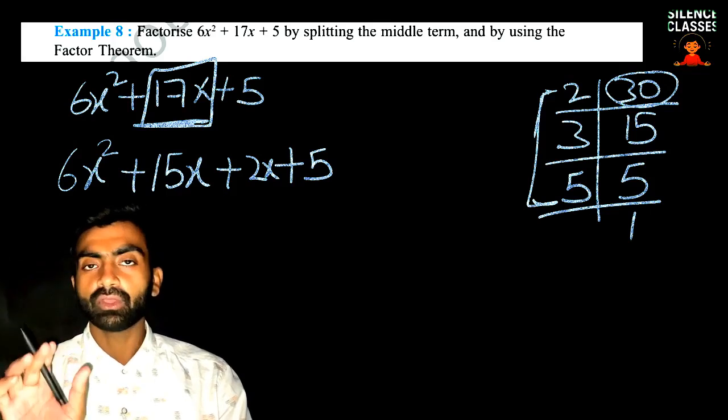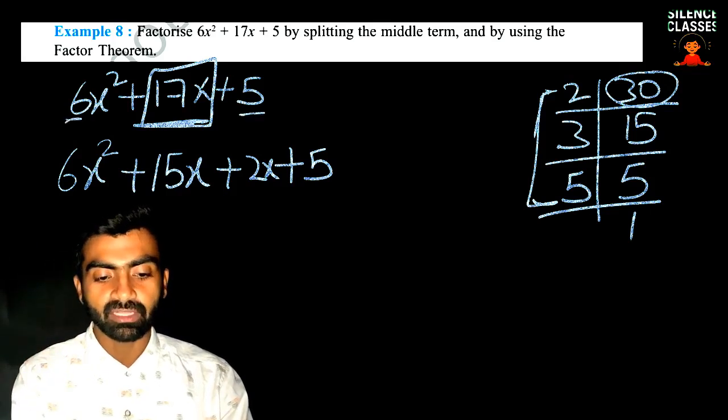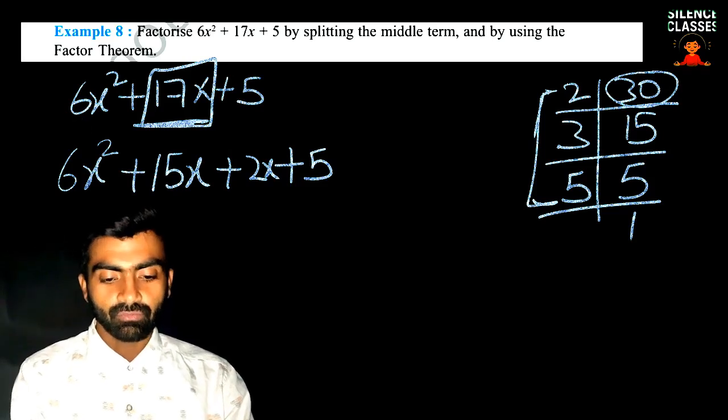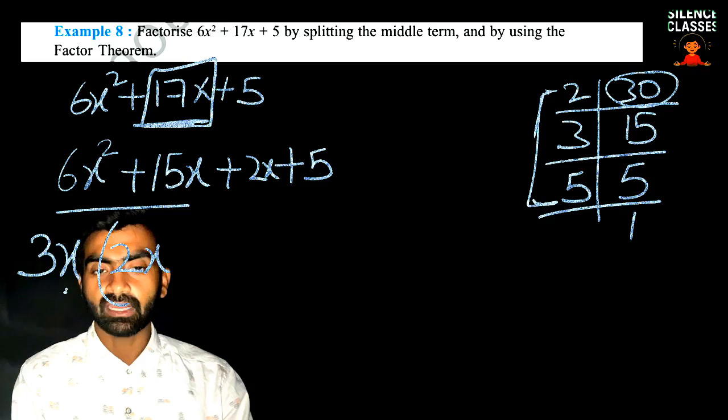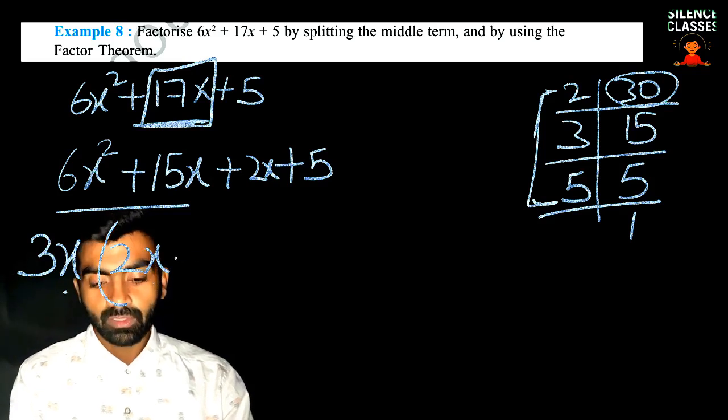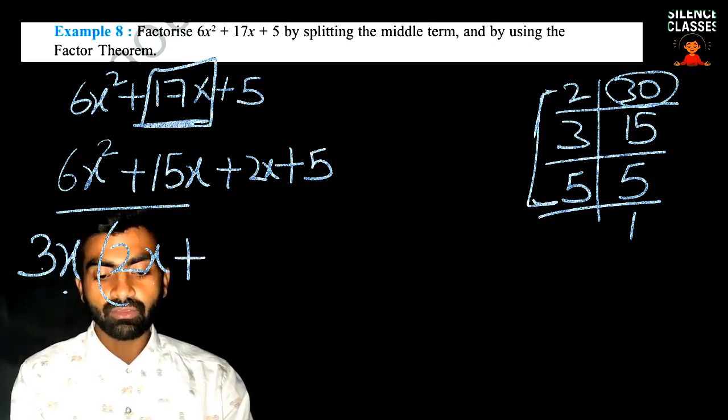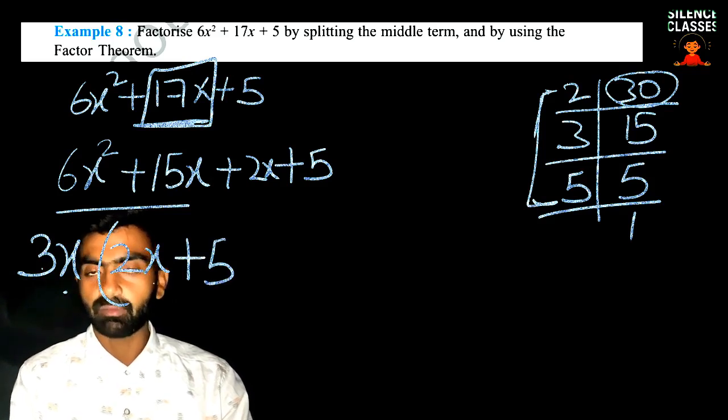And how did we get 30? We multiply this 5 and this 6: 6 fives are 30. Now we can take 3x common. So we get 2x, and 1 will come outside, so it becomes plus 3 fives are 15. 3 multiplied by 5 becomes 15.